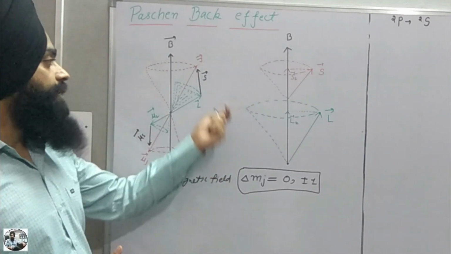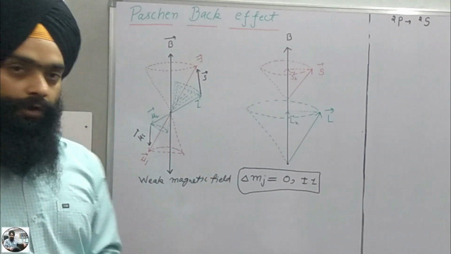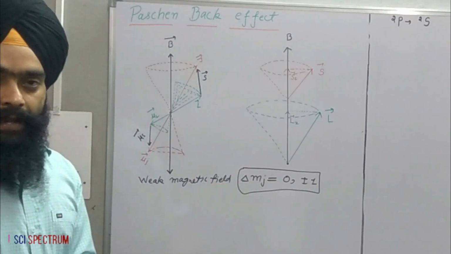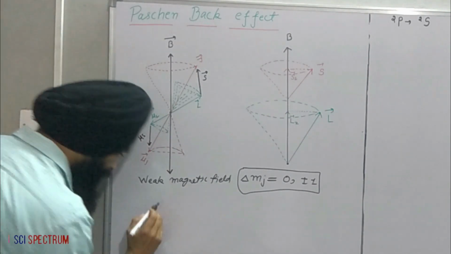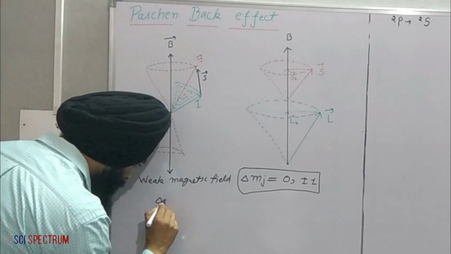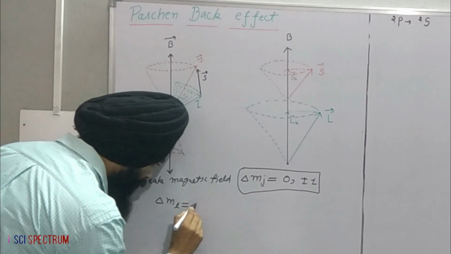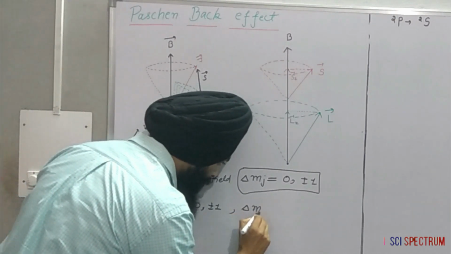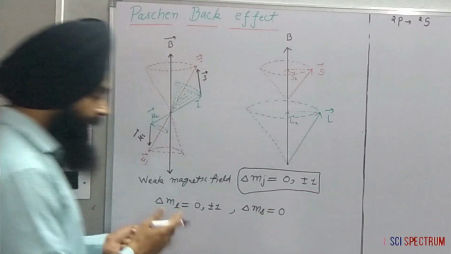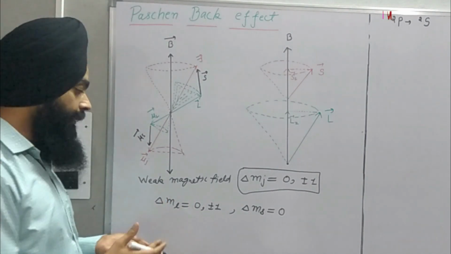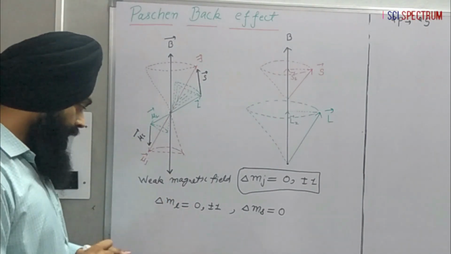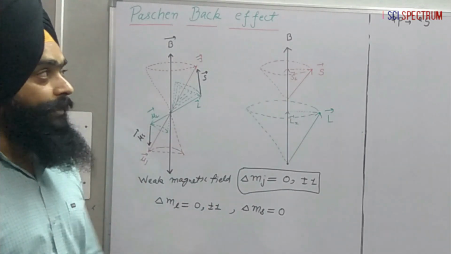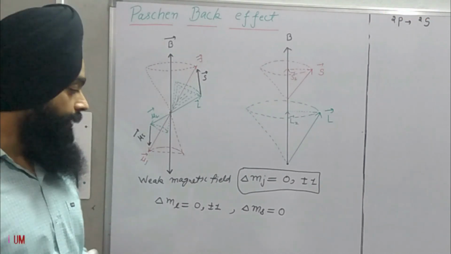But since in case of Paschen-Back effect, the magnetic field is very strong, there is no meaning of J, so we have L and S values, and corresponding selection rules are delta ML is equal to 0, plus minus 1 and delta MS is equal to 0. These rules will be applied simultaneously, as we can understand with an example here. We will take the example of 2P transition to 2S transition.